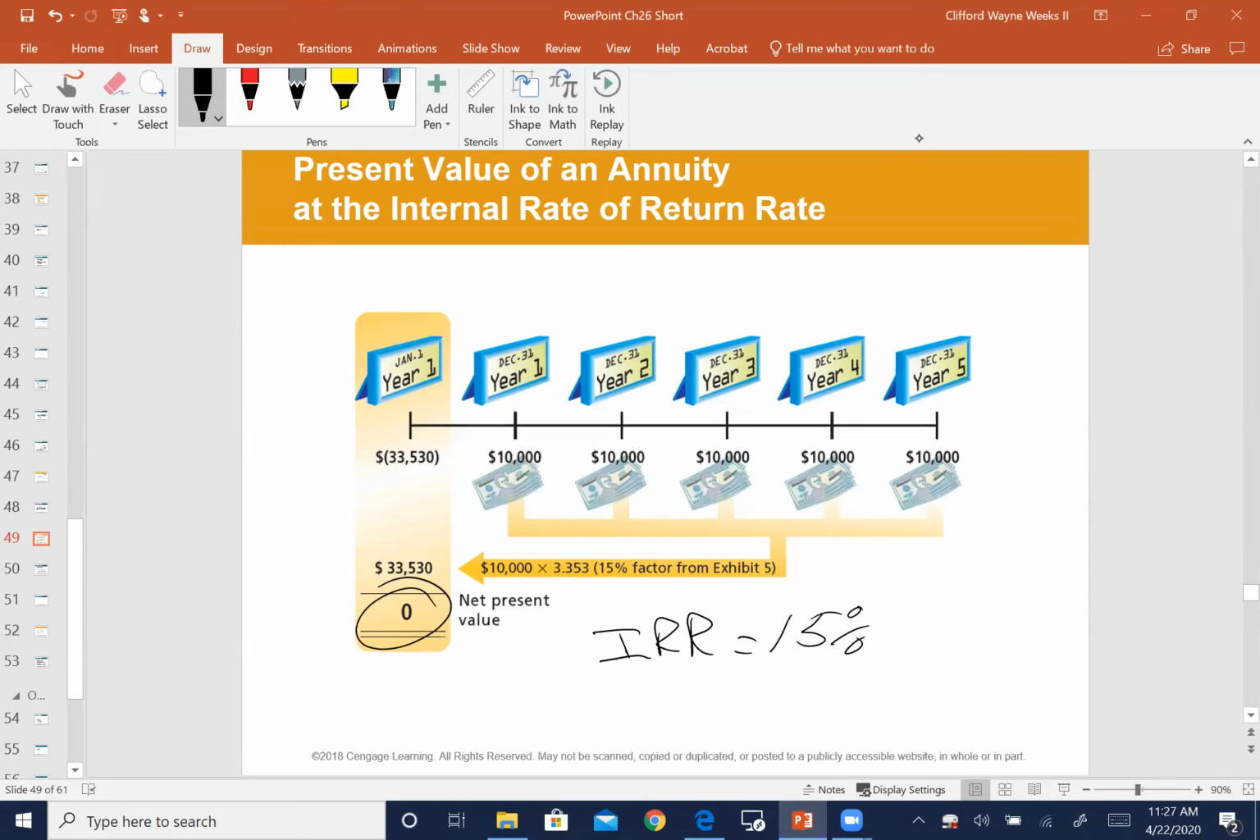Now, a lot of managers like this because they can basically say, what kind of return does this piece of equipment give me? And you can say 15%. Instead of looking at the net present value as a number, they just like to have that percentage. Because our required rate of return was 12, this would be an acceptable proposal, wouldn't it? Because this is more than 12, it's 15%.